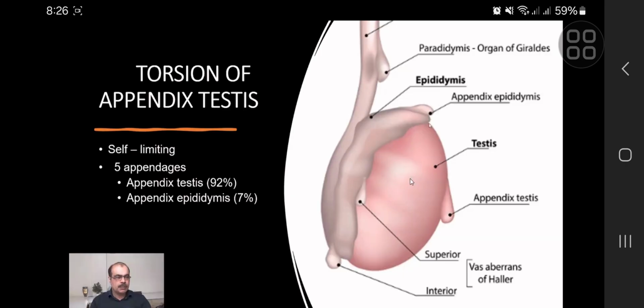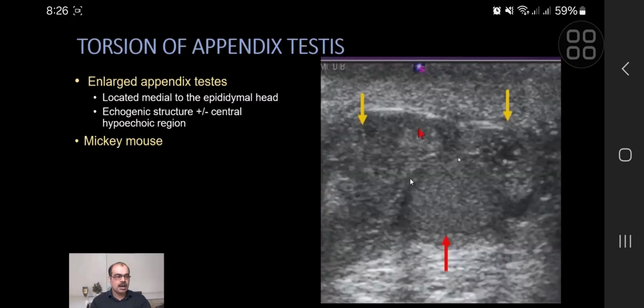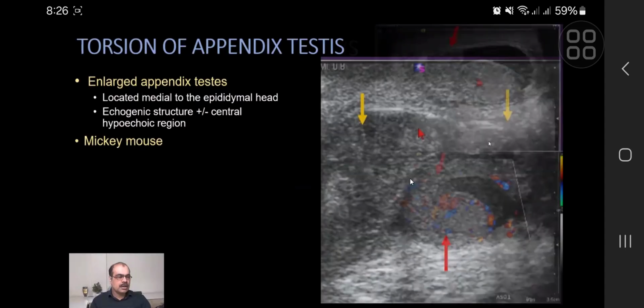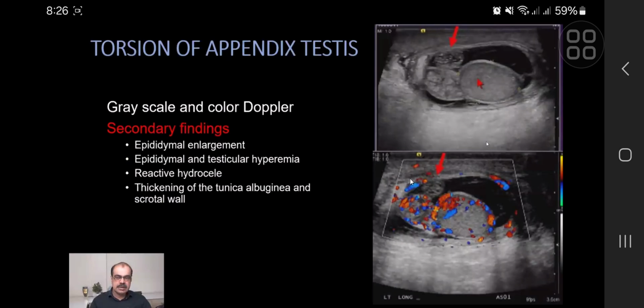If you see this structure, it is sort of a Mickey Mouse sign. This is the appendix testis, and the important thing is that in this case it is conservative treatment rather than surgical treatment, and it resolves on its own. There is no need for surgery in this patient, whereas in testicular torsion it is an urgent emergency.